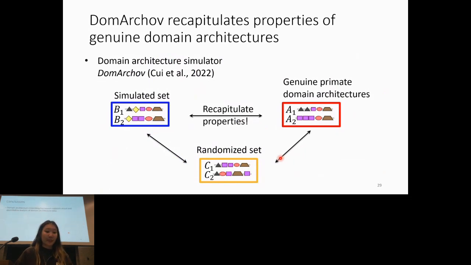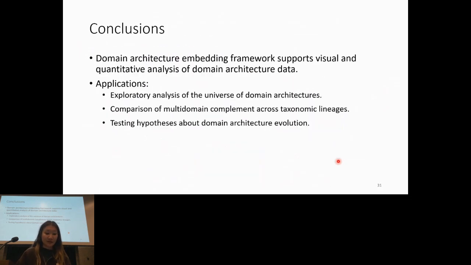And to conclude, we present a domain architecture embedding framework that supports visual and quantitative analysis of domain architecture data. This framework has many applications, including exploratory analysis of the universe of domain architectures, comparison of multi-domain complements across taxonomic lineages, and testing hypotheses about domain architecture evolution.